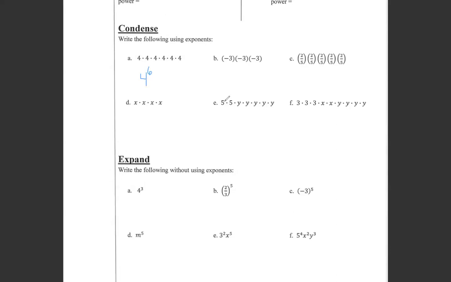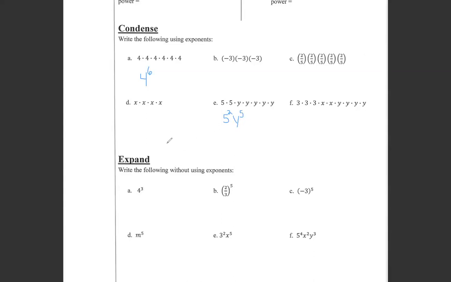All right, let's try E, because E has 2 different things in it. We have 2 bases of 5 and Y. So we have a base of 5, and there's 2 5s, so it'll be 5 to the second power, and then a base of Y, and there are 5 Ys, 1, 2, 3, 4, 5. And so the power of 5. So 5 squared times y to the 5th.